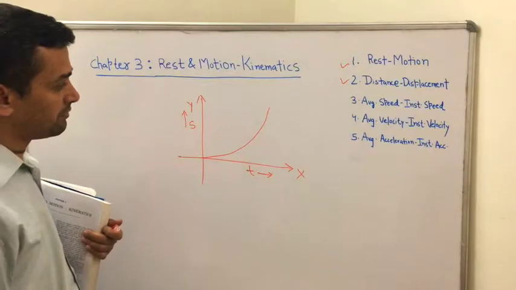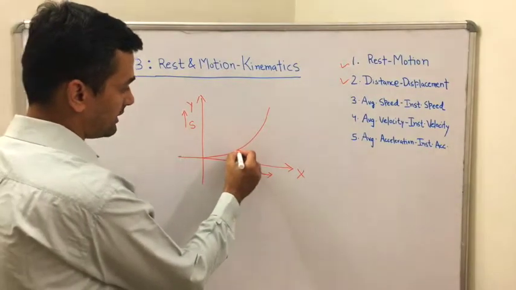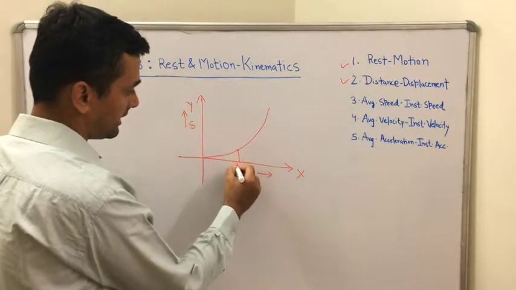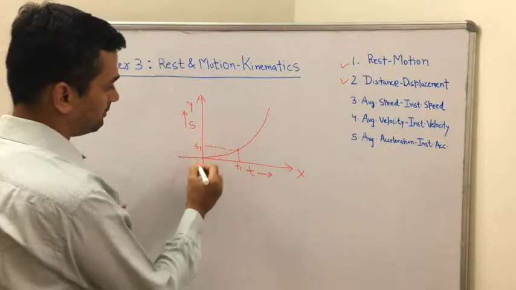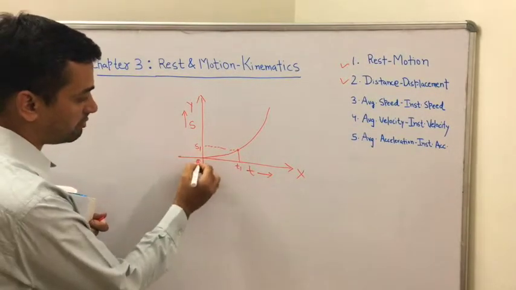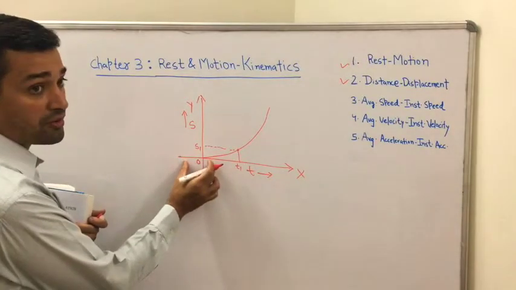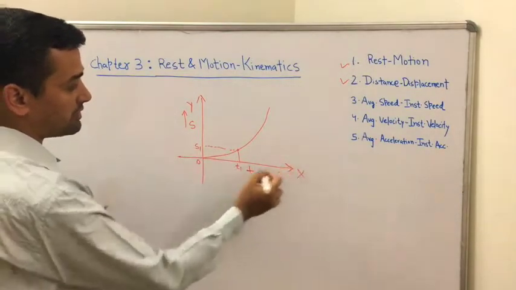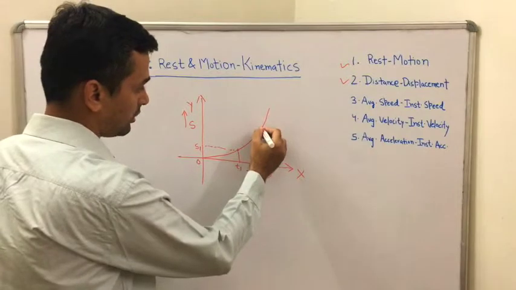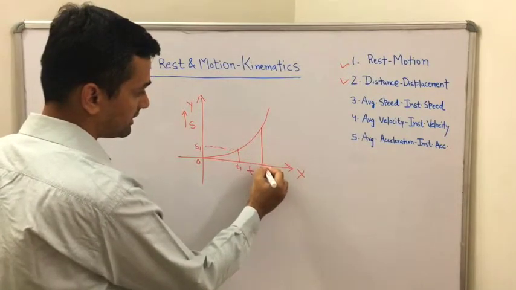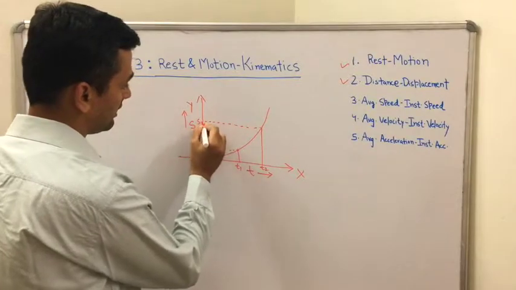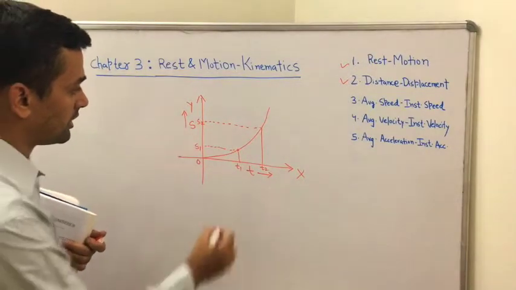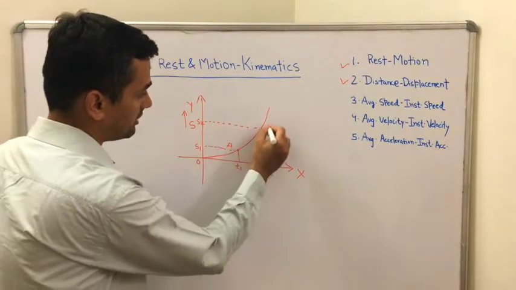Now let's say the body was at time t1 at a distance s1 from the origin. So this is my frame of reference. My frame of reference is this axis. Now let's say the body reached in time t2 a distance s2. Let's say this point is A, this point is B.